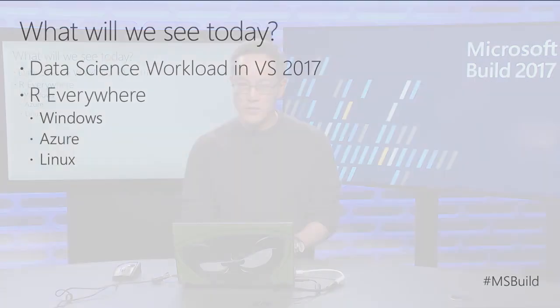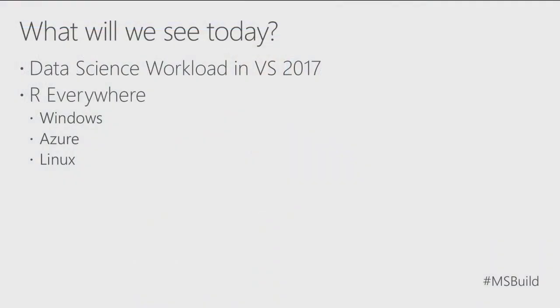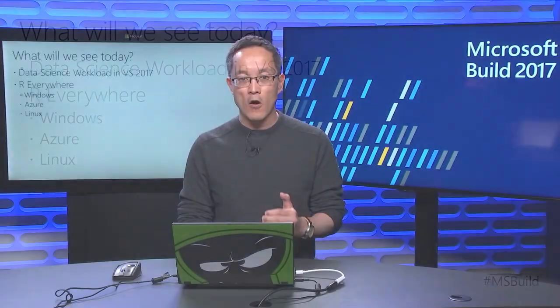Today we're going to see essentially two big things. The first is the data science workload in Visual Studio 2017, which is where you're going to be able to install RTools for Visual Studio, Python, as well as F#. The second thing that we're going to see today is what I call R everywhere. One of the great things about RTools in Visual Studio 2017 is our ability to connect to R running on Windows, R running on Azure VMs, as well as, and this is a work in progress I'm going to give you a sneak peek of, R running on Linux as well. So we're going to see all three of these things in the action-packed demo that follows.